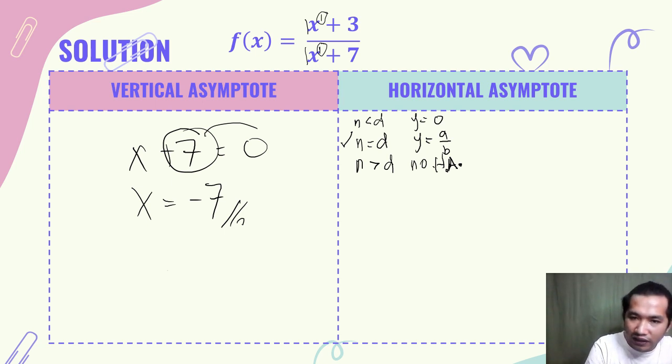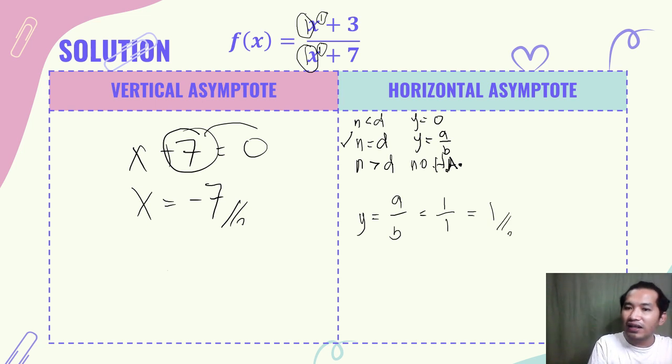So, that is y is equal to a over b. Our a is the leading coefficient of our numerator, that is 1. Our b is the leading coefficient of our denominator, that is equal to 1. And 1 divided by 1 is equal to 1. And that is our horizontal asymptote.